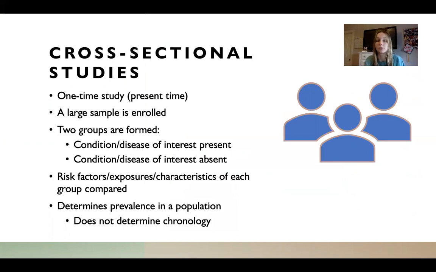So a large sample is enrolled in this study, and there are two groups that are formed. Present or absent of the condition or disease. And then the risk factors or characteristics of each group are compared, and this determines prevalence in a population. So the current amount of people in the population who have a disease over the total amount of people in a population. This does not determine chronology because it is not looking at cause and effect or what came first, exposure or disease.